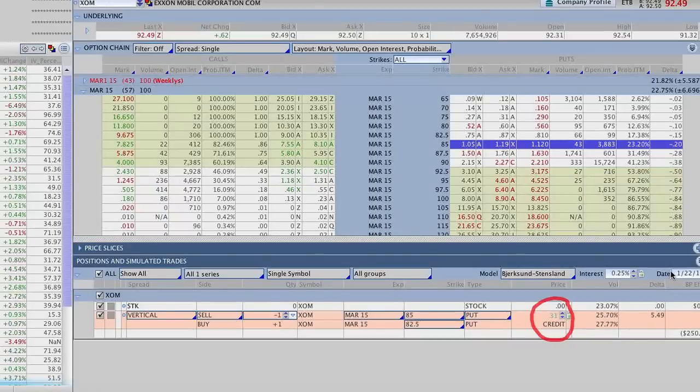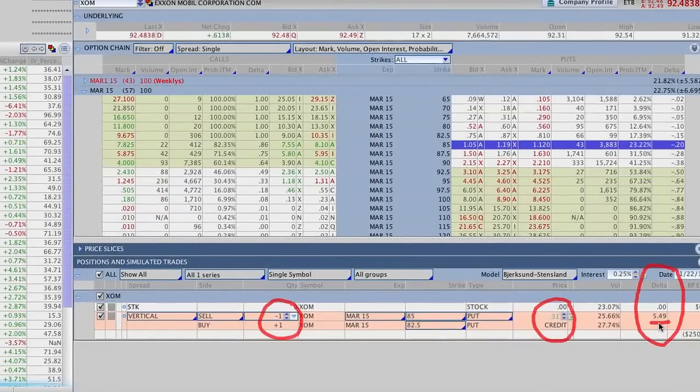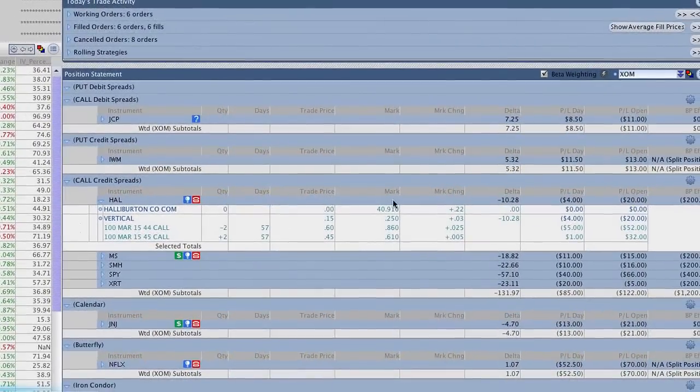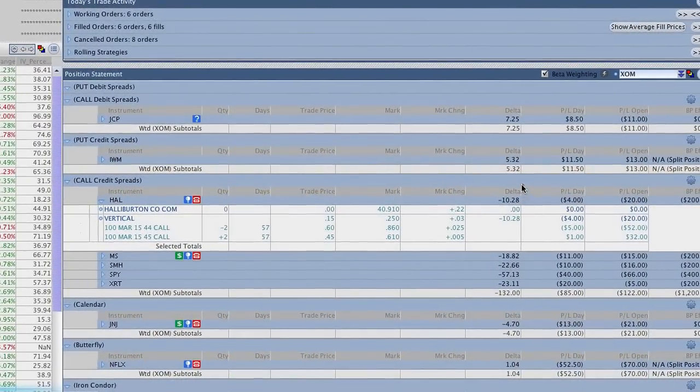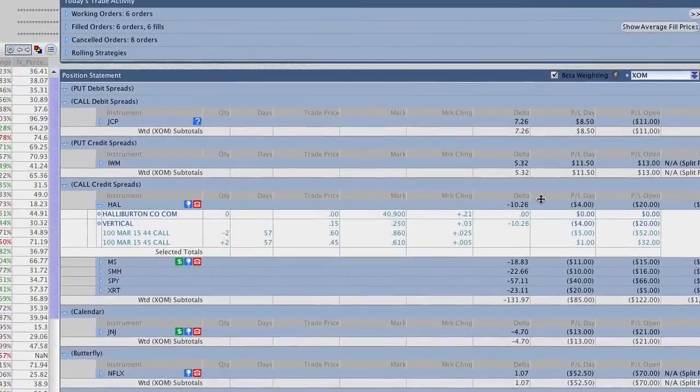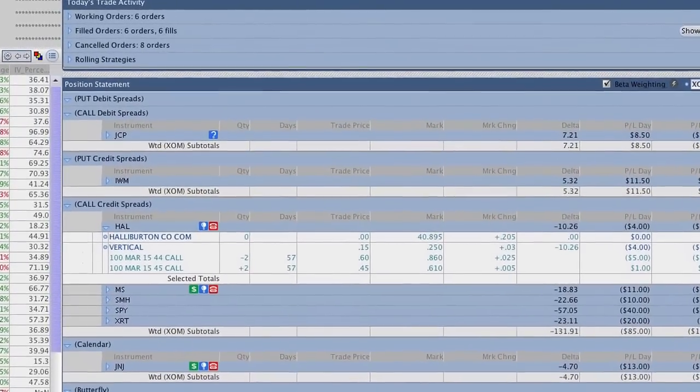And more importantly, right here in the Analyze tab, you can see that the delta of this new position is 5.49. So this is only doing a one lot position. We have a 5.49 delta. Now that is going to hedge part of the position, but remember, going back to our monitor tab, we need a delta of about 10 or a little over 10 to completely neutralize or protect this position.